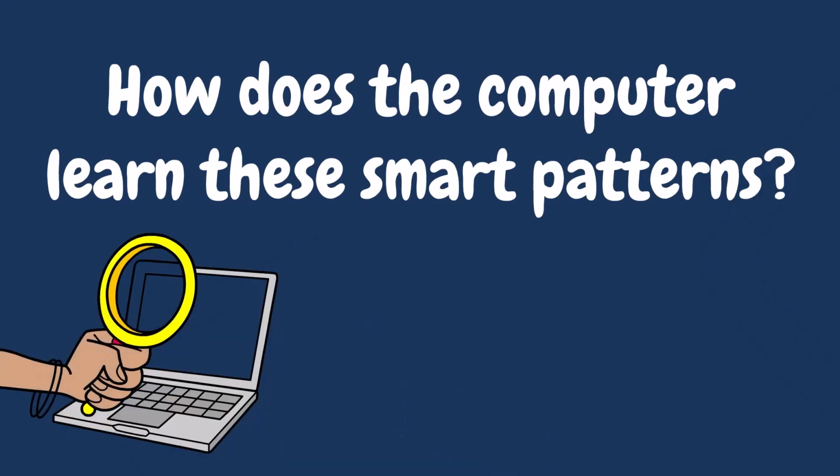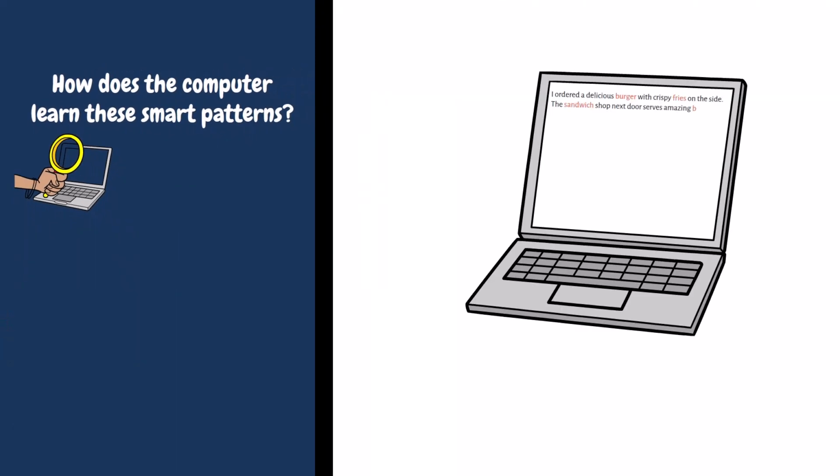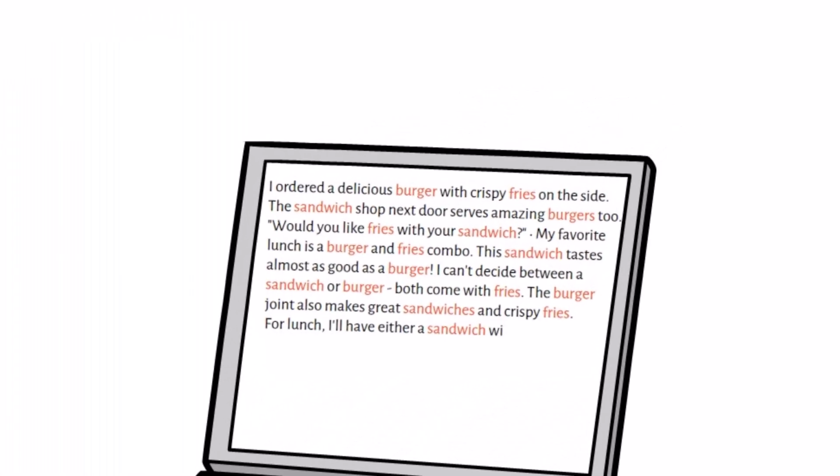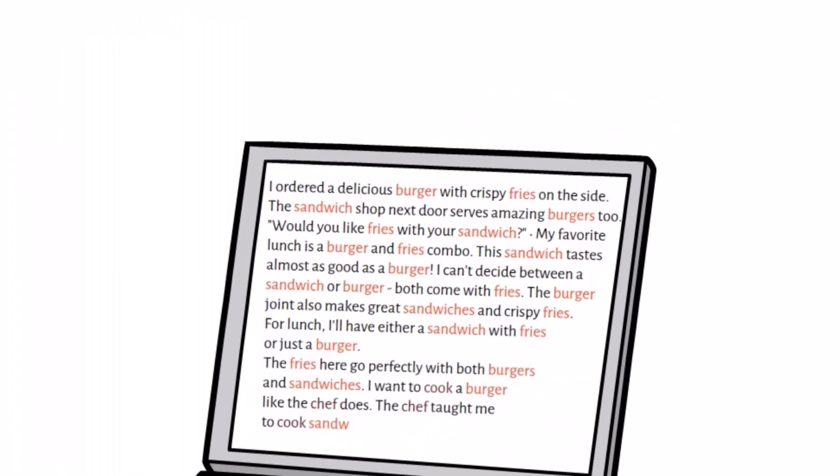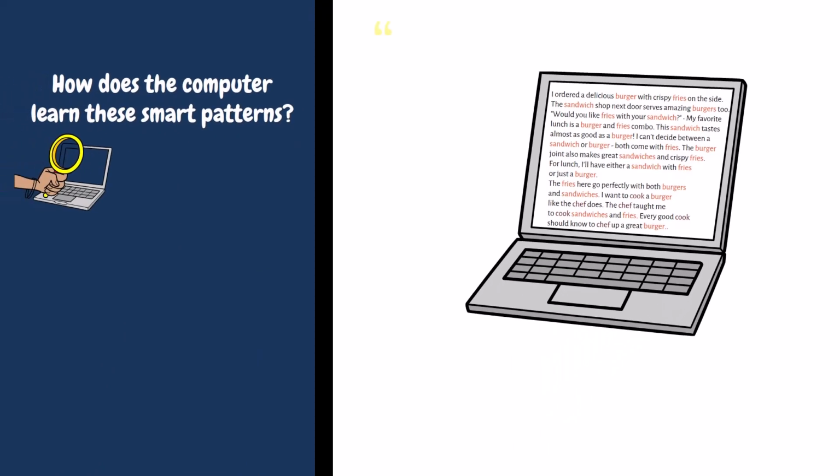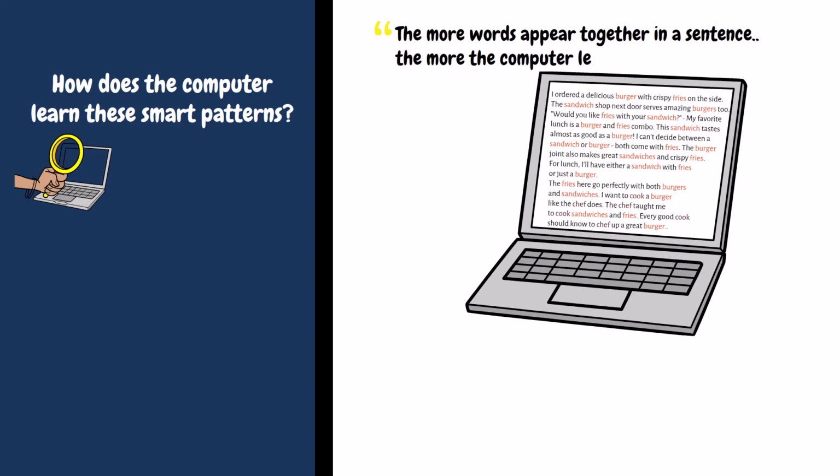Well, it looks at millions of sentences and learns that when burger shows up, words like sandwich or fries often show up nearby. The more words appear together or in similar ways, the more the computer learns they are related.